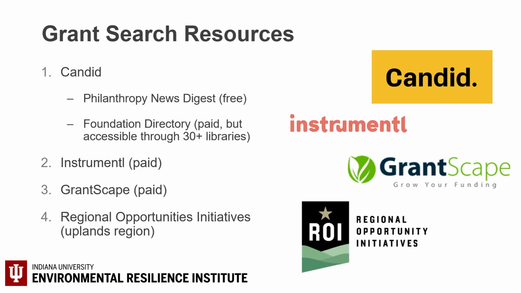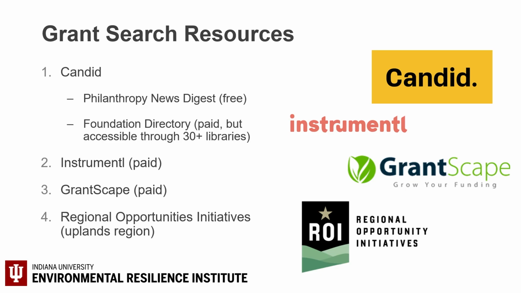So if you can connect with your library and see if they have access, this could be a fantastic resource for you guys to find new grants. Even if that doesn't work though, they have a philanthropy news digest email newsletter, and they will list out a bunch of new grant opportunities every week or month or so. So you can still get the news about what's been opened and what could be relevant for your group.